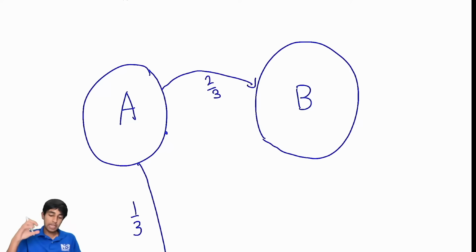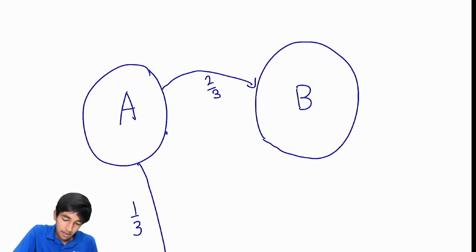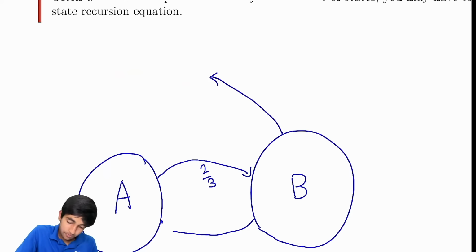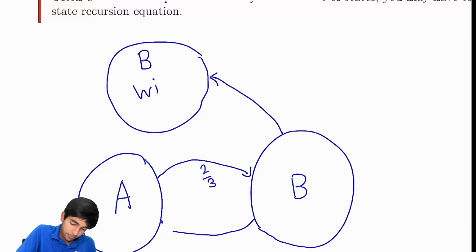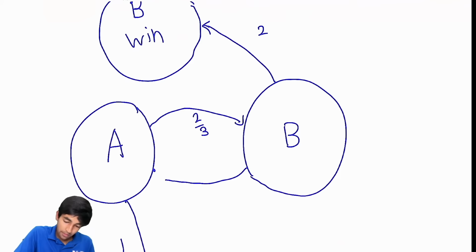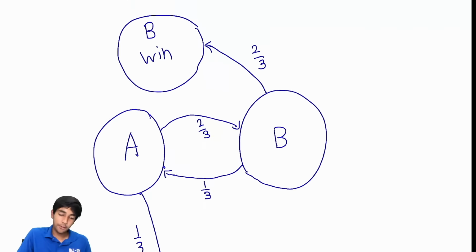Okay, so now player B. Let's say player B is better than player A, so player B has a 2/3 chance of winning. So we draw a state: B win, and let's just say A win here, and B win. Let's say 2/3 chance, and if not, it goes back to A's turn, so 1/3 chance.